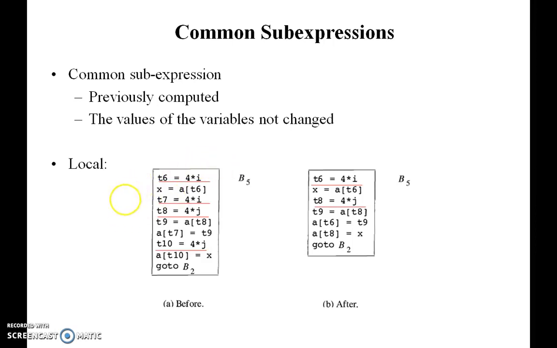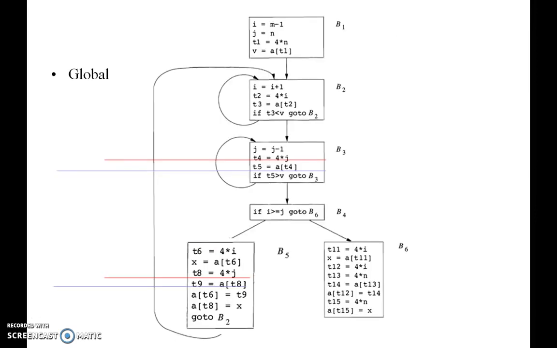After optimization, we come to know the block in the next diagram, that is this one. Here we removed T7 and T10. We have only one value here. So this kind of common sub-expression will be eliminated. Through that we will optimize the code, and through that we will improve the compiler efficiency.